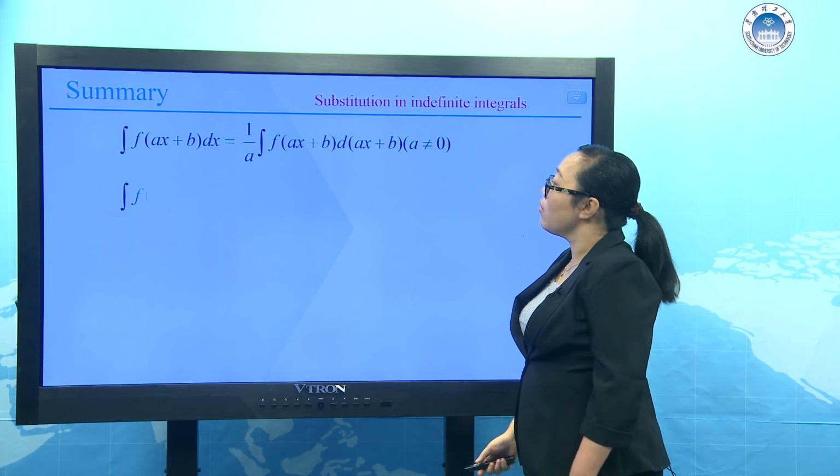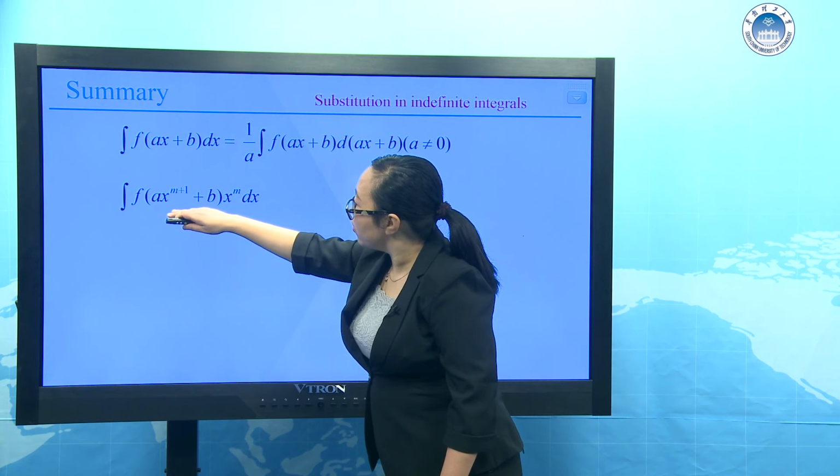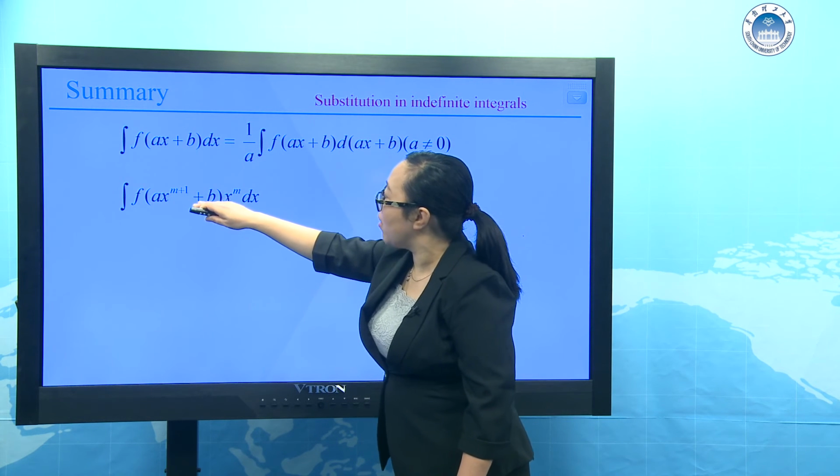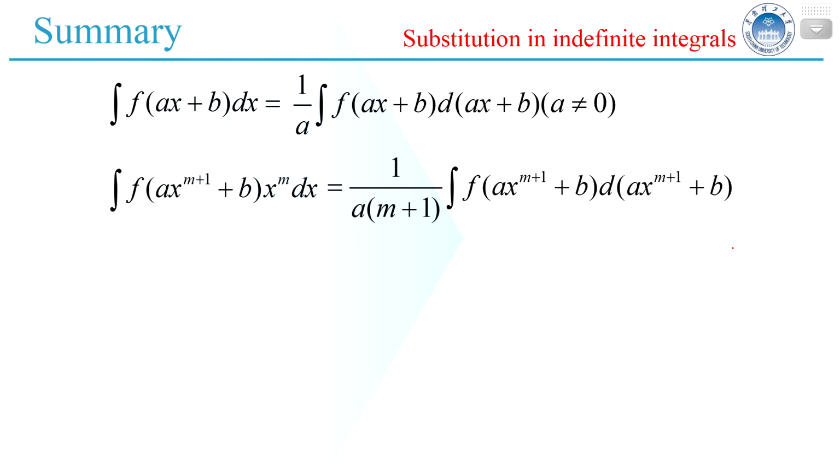Okay. Now look at the second formula. If f(ax to the m plus 1 power plus 2) times x to the m power, how to do? f(u), u doesn't change. We can do something about the x to the m power. Okay, taking it in, we get the same thing, f(u) du. Look at the third formula: f(1 over x) times 1 over x squared dx.